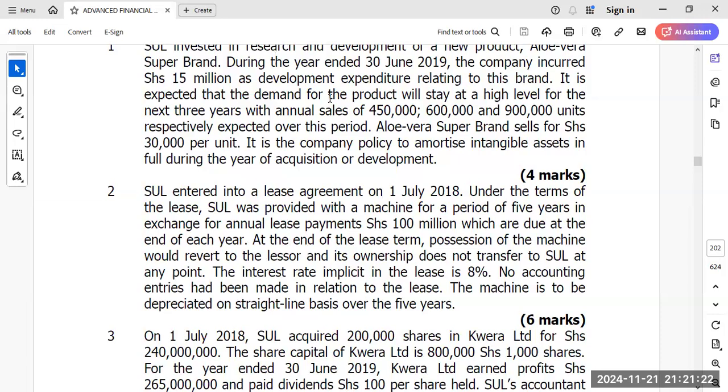Okay. So we are going to handle another standard that is all about IFRS 16, about leases. We are going to do different questions. But as usual, it is good to first have some background about the standard before we tackle any calculation number.